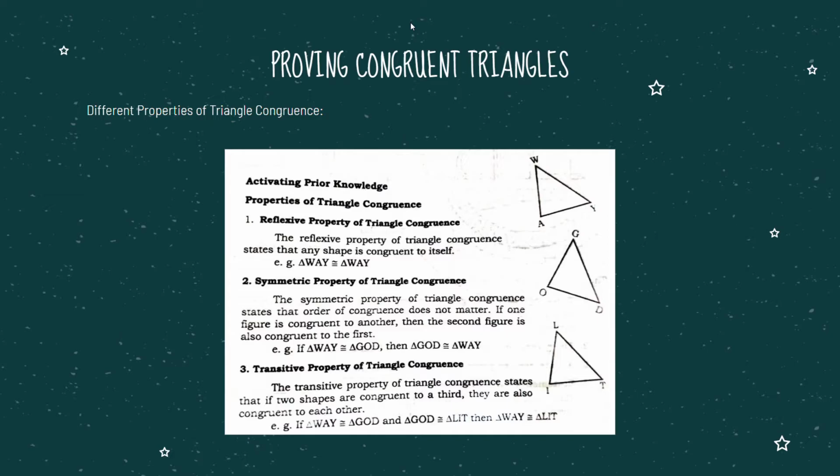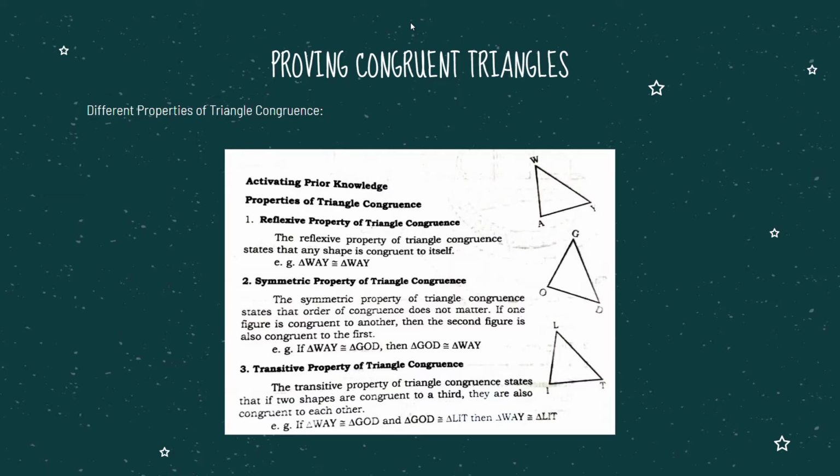Next, we have the different properties of triangle congruence. We have the reflexive property of triangle congruence. The reflexive property of triangle congruence states that any shape is congruent to itself. Example, triangle WAY is congruent to WAY itself.